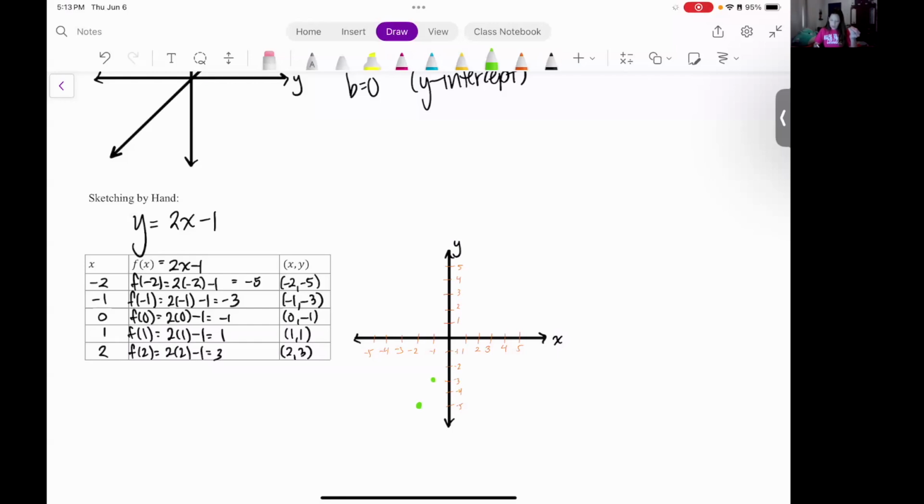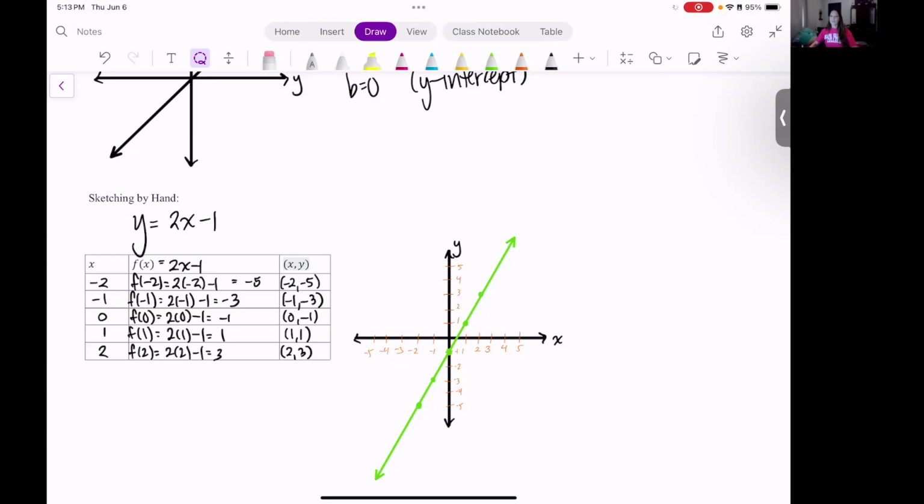-1 is left 1, down 3 for the -3 and y. 0, -1 is not moving left or right for x, but dropping down 1 for y. 1, 1 is to the right 1 and up 1. And then 2, 3 is to the right 2 and up 3. And then what I do is I create a line through those points for my graph. And that's how I graph using a table of values.